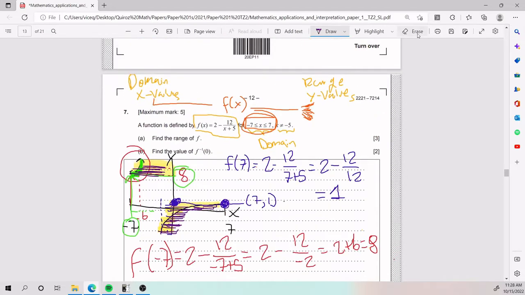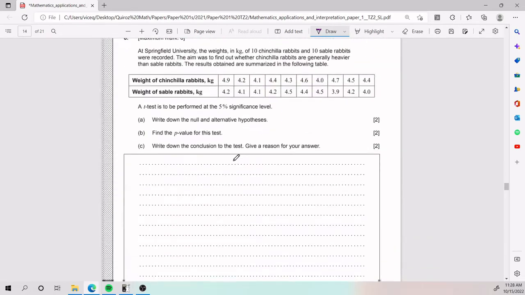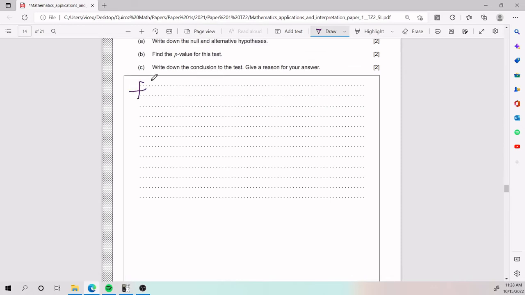For part B, we need to find the value of that. And so what the heck is that? That makes reference to the inverse function evaluated at 0. So let's start first by getting the inverse function. I have more space down here, so I'm just going to do it over here. We know that f of x is 2 minus 12 divided by x plus 5.